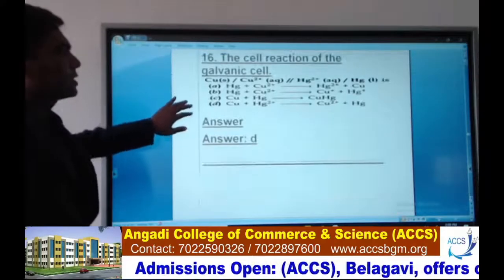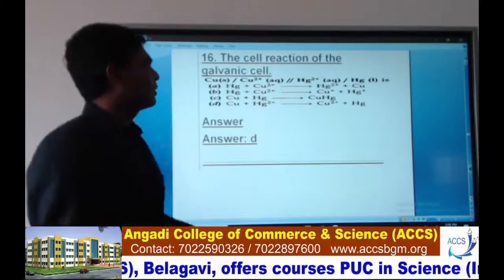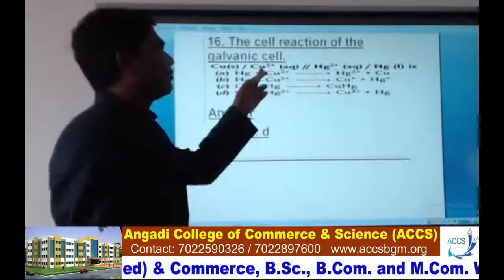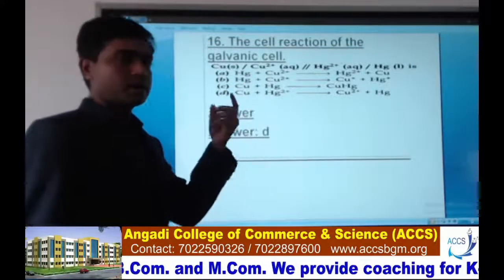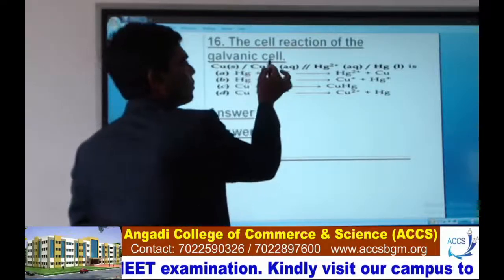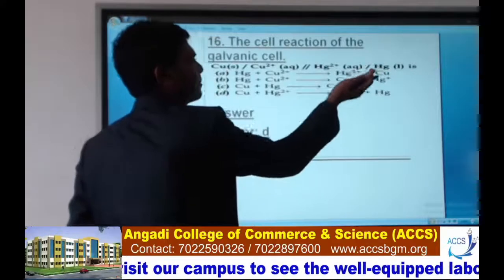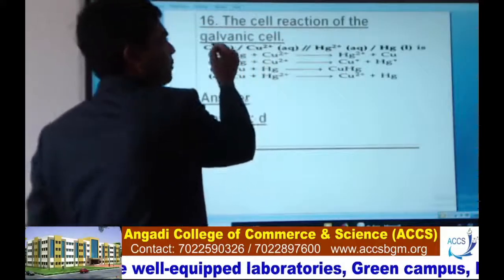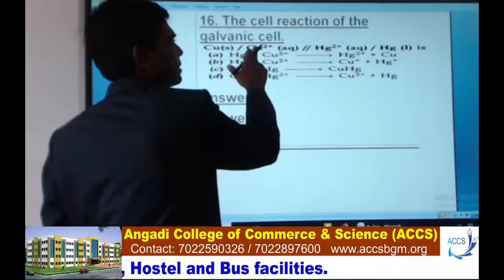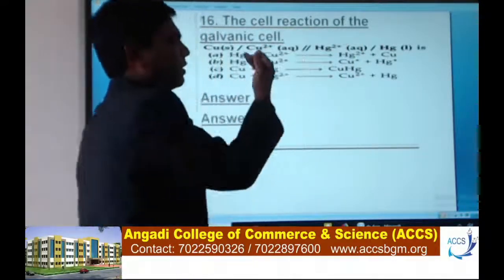The cell reaction of the galvanic cell he has given. Okay? Copper and mercury. Whether all the options are correct, or which option is correct, he is asking. When you go for the copper, positive values, mercury, somewhat less positive values, and when you write the Cu first, it acts as an oxidation, and the Hg2 plus undergoes reduction. Which one will be correct?